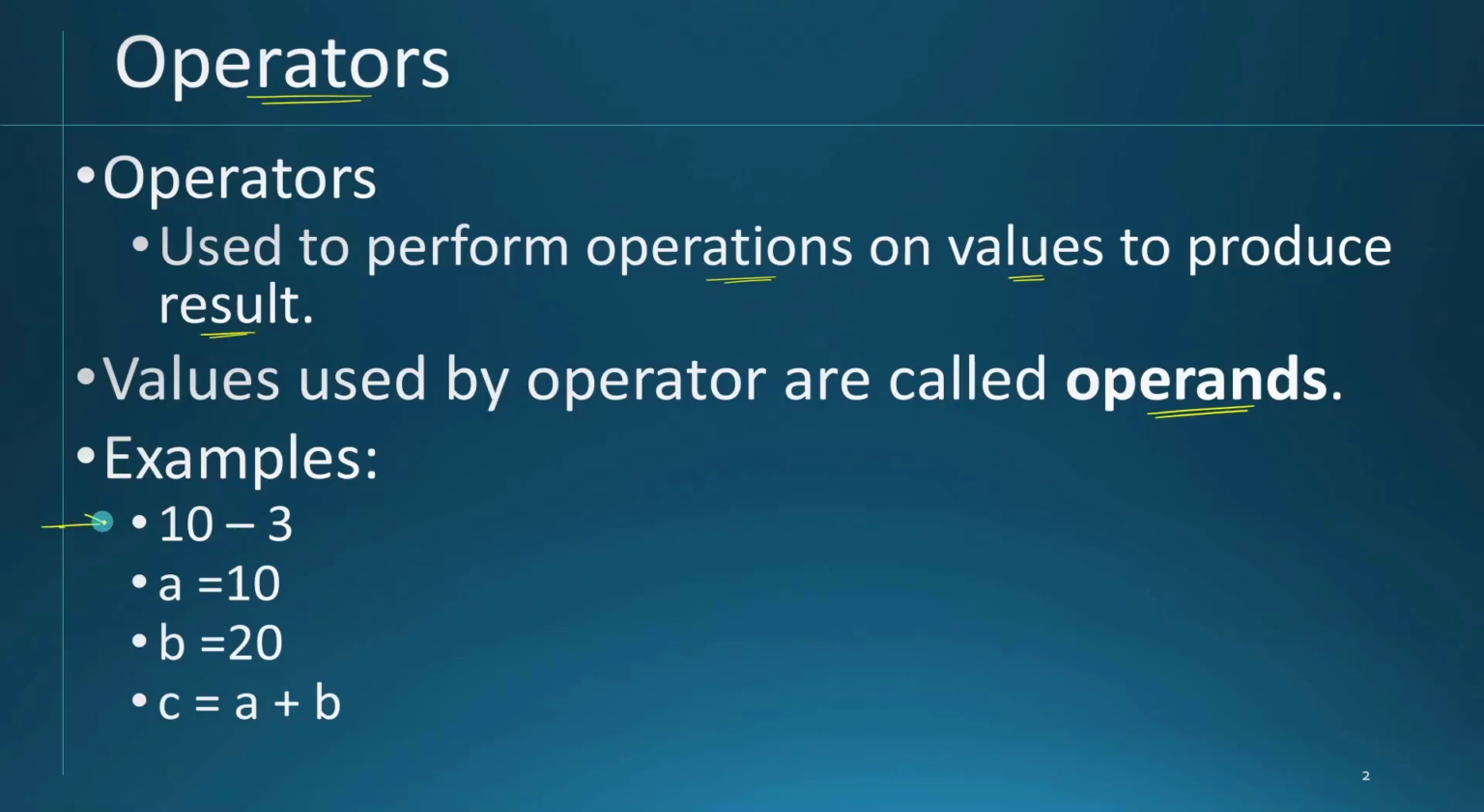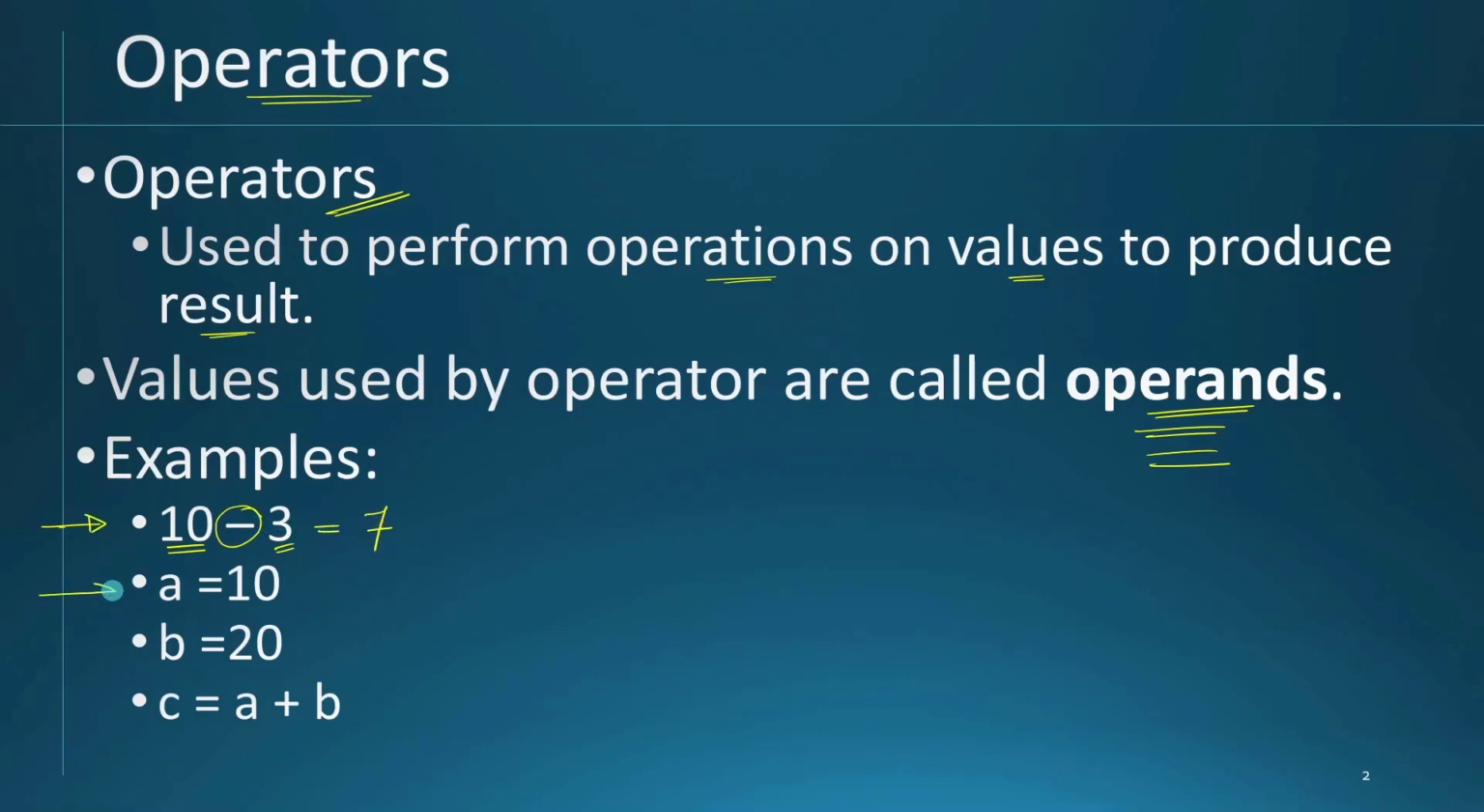Now let us take the first statement. Here I am trying to subtract 3 from 10. So here 10 is an example of an operand, 3 is an example of an operand, and the subtraction operator, which is represented by this minus, is an example of an operator. So now this operator minus will work on the values 10 and 3. You can also call them operands, and it will produce a result 7.